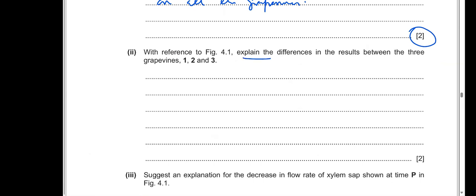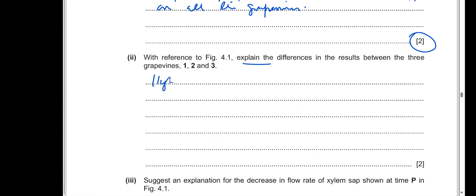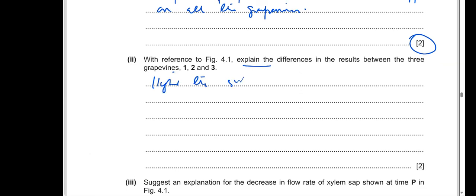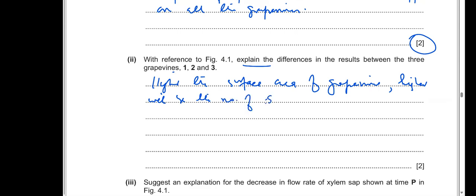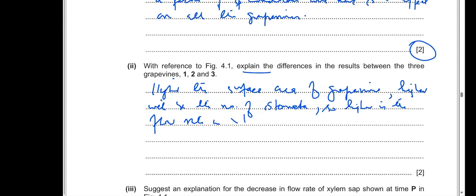We have to explain the differences as well. So the higher the surface area of grapevines, then the higher will be the number of stomata. So higher is the flow rate in xylem. So we can quote some data from the graph.